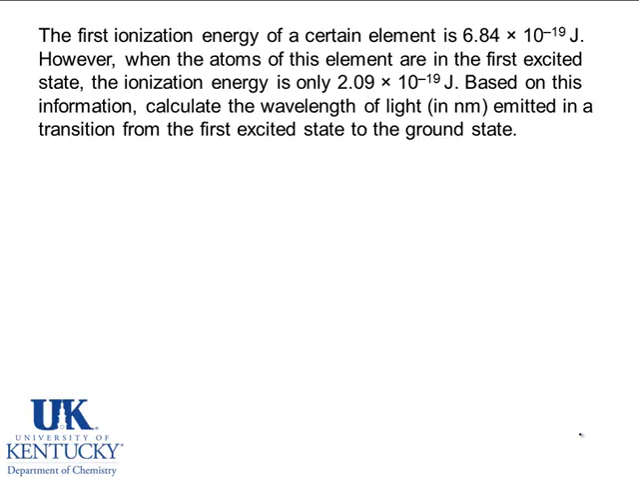Okay, we're going to work our way through the language in this problem and see what it's asking of us, and draw some pictures as we go. It tells me what the first ionization energy of this element is. So this is the energy required to remove an electron from an atom in its ground state. It gives me a value for that. And then it says a value for the ionization energy in the first excited state.